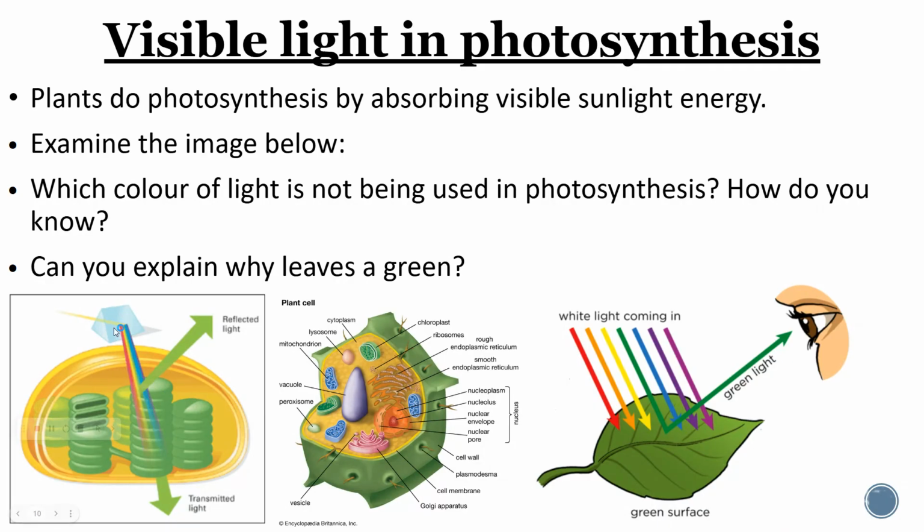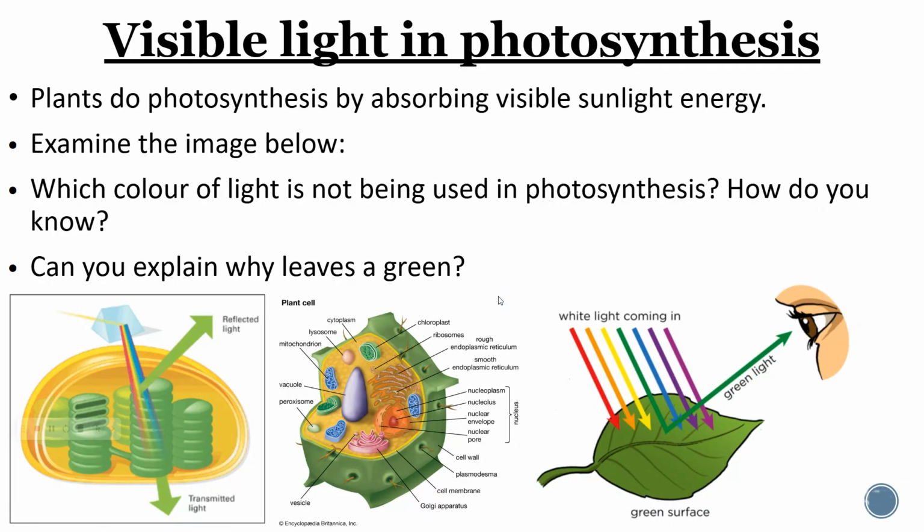If you look over here, what we're hoping for in the first answer is that you can see that all the other colors of light are being absorbed. The only one that's not being absorbed seems to be the green. The green is either going through completely or being reflected. So from that we can tell that since the chloroplast is not absorbing the green, it's probably not using the green as much in photosynthesis.